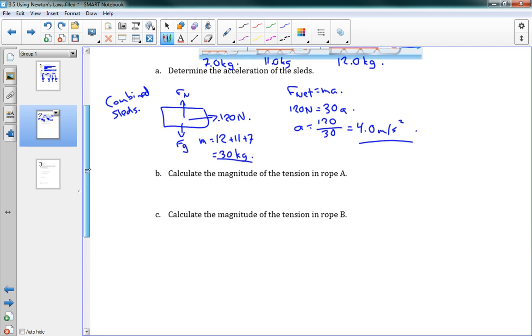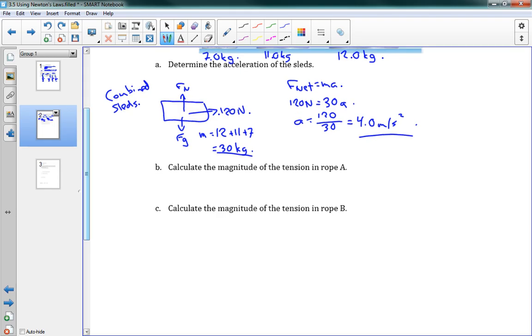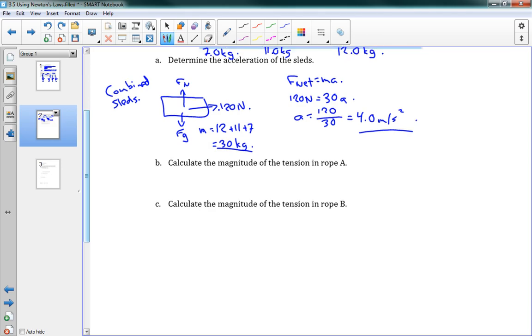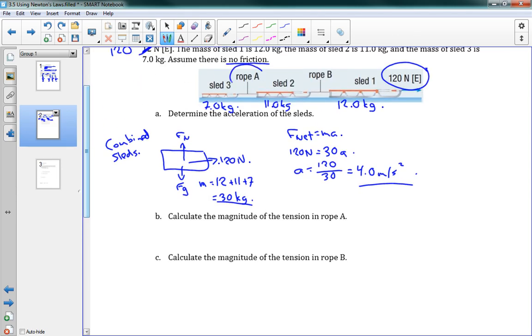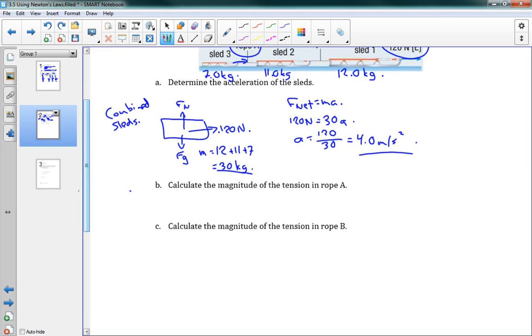But now we want to take that information and find out then what the tension in rope A and the tension in rope B must be. So let's find out. Now this box wasn't supposed to be this small. I'm sorry about that. But rope A, let's look at rope A here. Well, rope A is pulling sled 3. So let's just look at sled 3 all by itself here. So sled 3.